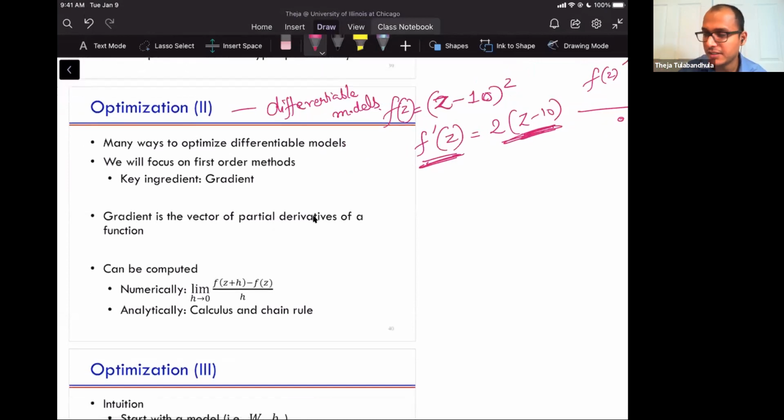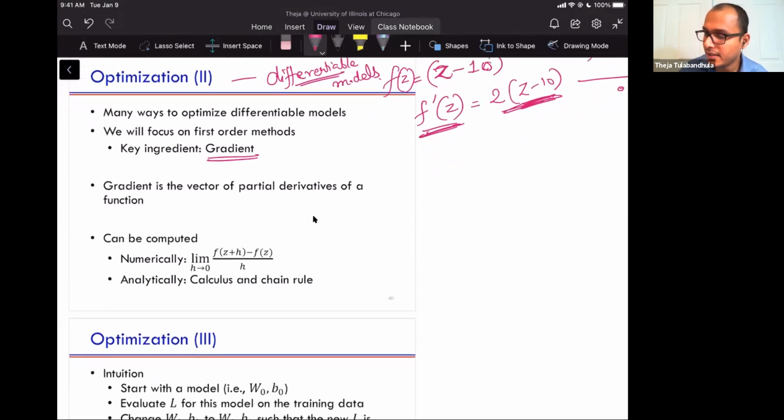If we have differentiable functions, and you'll see that many deep learning models are going to be differentiable, because they're differentiable, we can use a very popular technique, which is also very intuitive. It's called the method of gradient descent. We need to understand what is meant by gradient. Gradient is a vector of partial derivatives of a function.